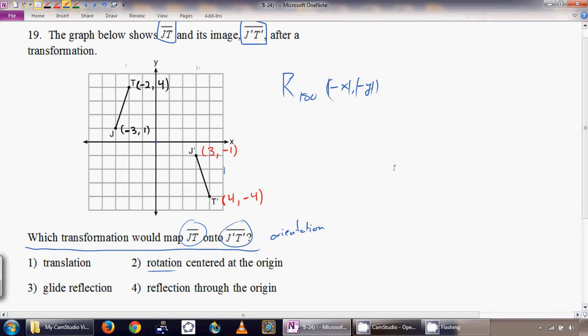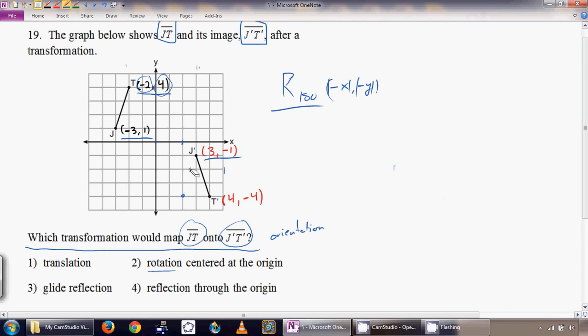So if this were a rotation of 180, this should get negated, which it is. Okay, but then the same thing should happen to T. If this were a rotation, it would be the opposite of -2. It would be +2, and then the opposite of 4 would be -4. It should be down here, right? T prime. If this were really a rotation, it should look like this blue segment.